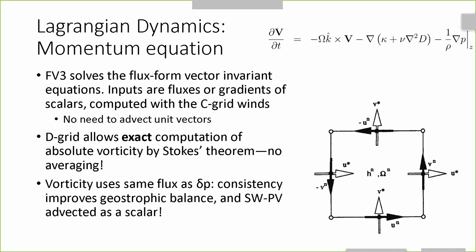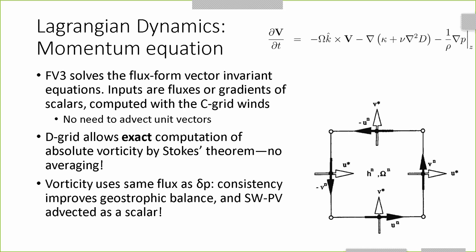This version of the momentum equation, you can write the momentum equation in a couple of different forms. One is in the momentum form, which has the traditional gradients of the individual winds in it. And we can solve that, but in that case, you're computing the advection of the wind vectors themselves. And that means you're not just advecting the components, but also the unit vectors themselves, which adds a lot of expense to your solution.